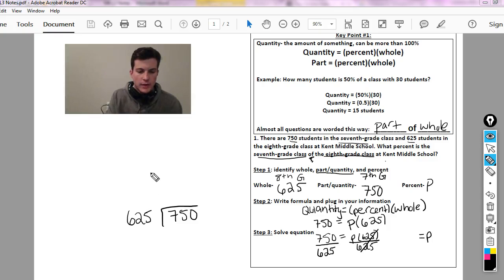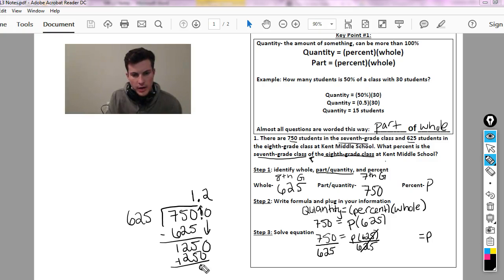So 625 goes into 750 one time. We get 625. I subtract. I'm going to get 125. I need to add a 0, so take care of my decimal. It goes straight up. Carry down a 0. 625 goes into 1250 two times. It's exactly 1,250. Subtract, no remainder, and we're done.